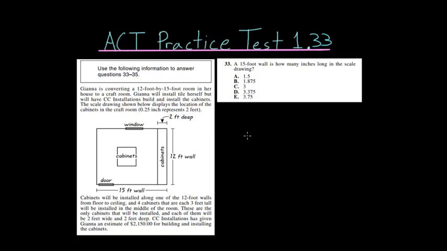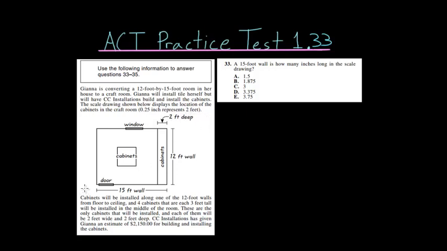For the 33rd problem on this first ACT practice test, we need to use the following information to answer this question and the next two after it. Gianna is converting a 12-foot by 15-foot room in her house to a craft room. Gianna will install tile herself, but will have CC Installations build and install the cabinets. The scale drawing shown below displays the location of the cabinets in the craft room. 0.25 inch represents 2 feet.